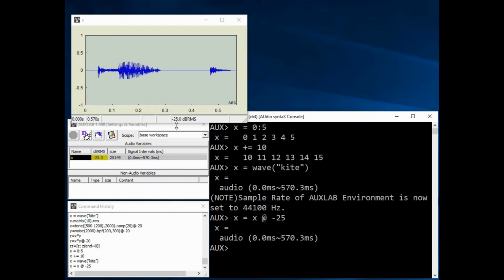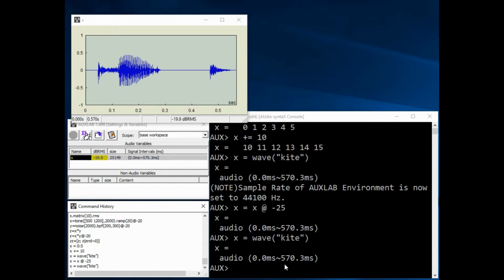Let me show you. Open the WAV file again. So this is original X, then X at equal negative 25. There you go. The same result.